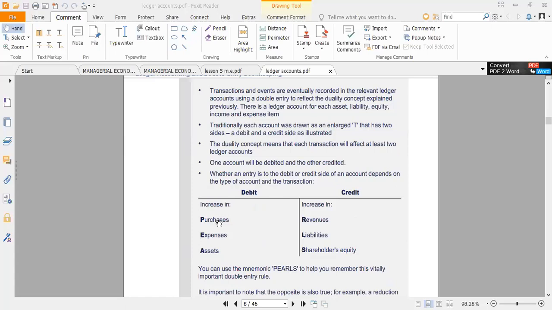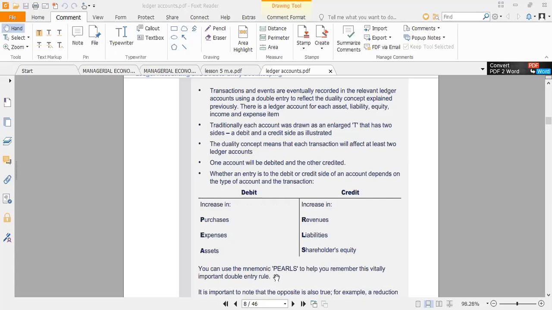So in a general sense, you need to understand all accounts that are increased by debiting. Whenever we are increasing purchases, we debit them. The opposite of purchases is sales. To increase sales, we credit. Expenses, whenever we're increasing expenses, we debit. To increase liabilities, we credit them. Assets are always debited if we want to increase. Then the equity or capital is credited to increase it.